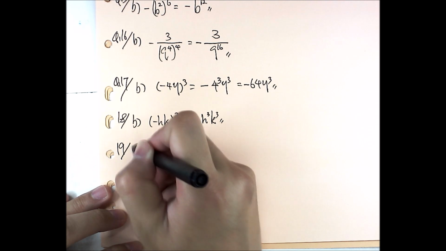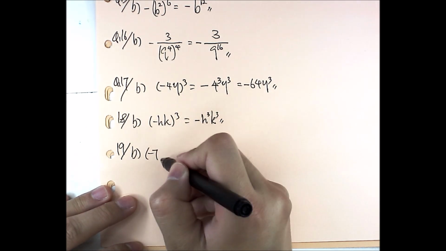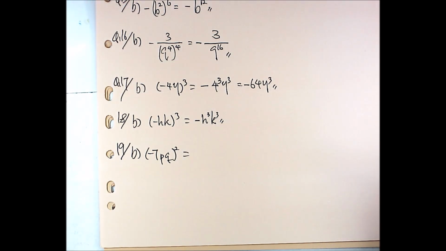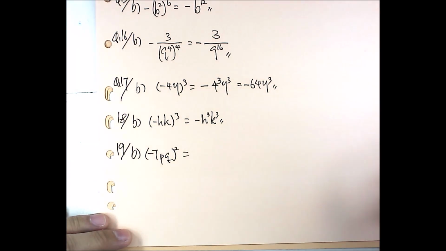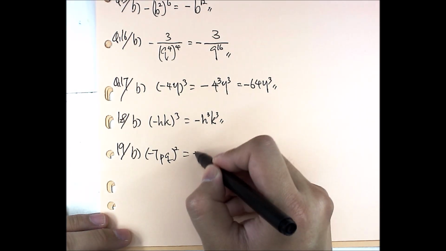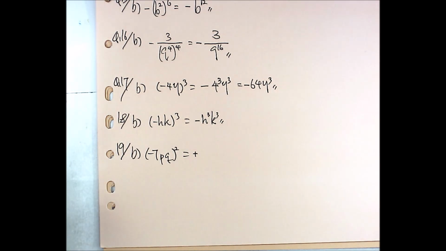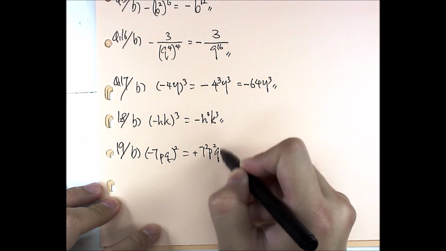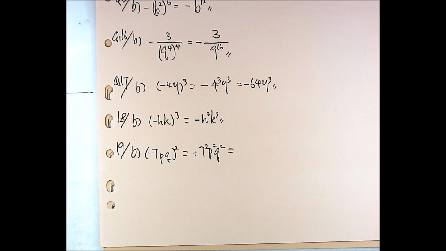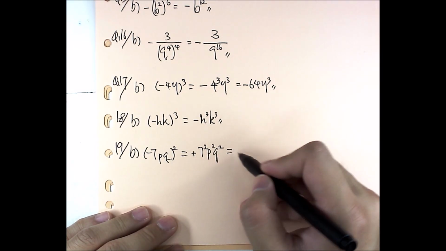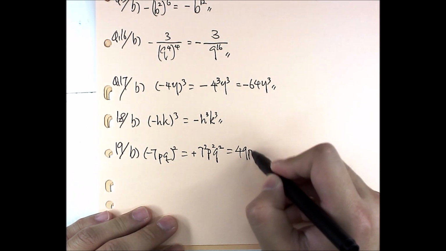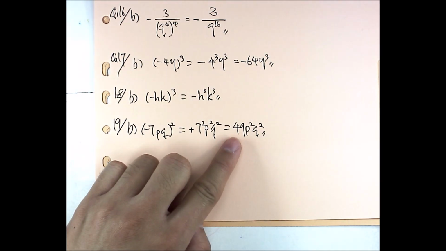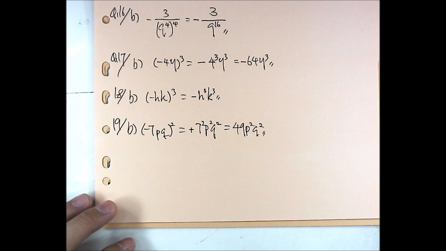So go to 19b, minus 7pq to the power 2. So again, you see a minus inside the bracket, right? Because this 2 is even, your answer should be positive. You can write positive or you write nothing, it's okay. And then 7 gets a power 2, p gets a power 2, q gets a power 2. And then next, 7 squared is 49. Not very difficult to calculate the number, so you have to write it here. Right here. You do not just keep the 7 squared, understand?